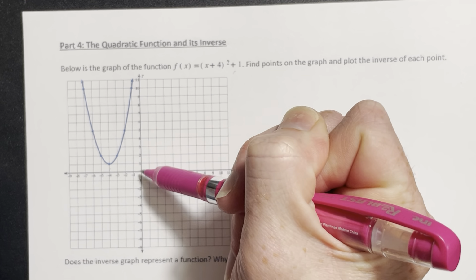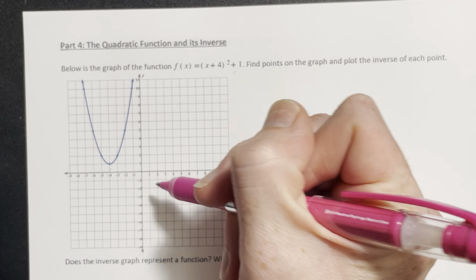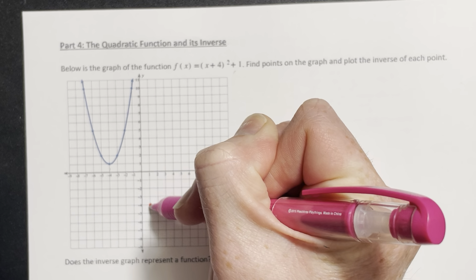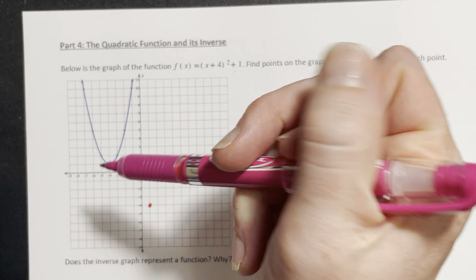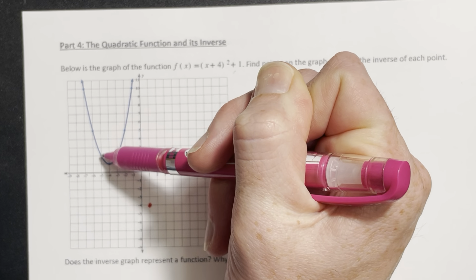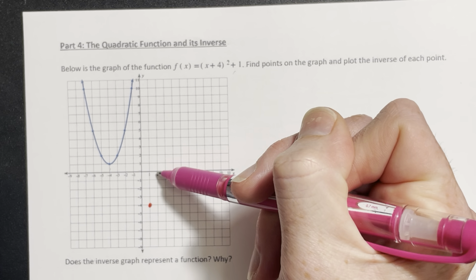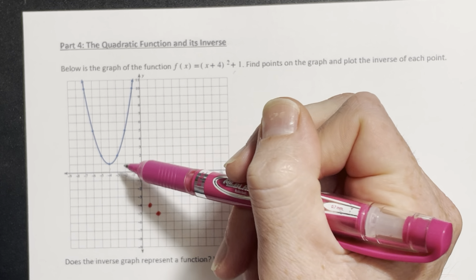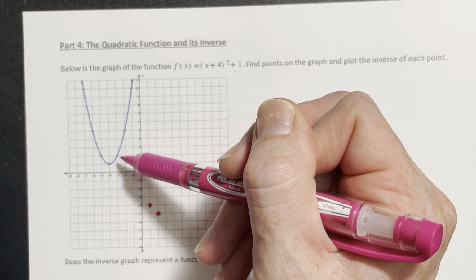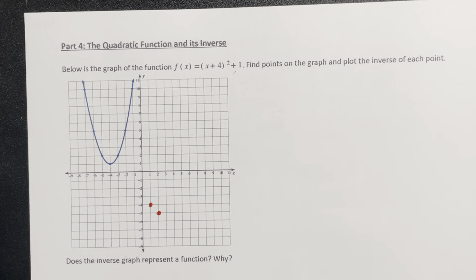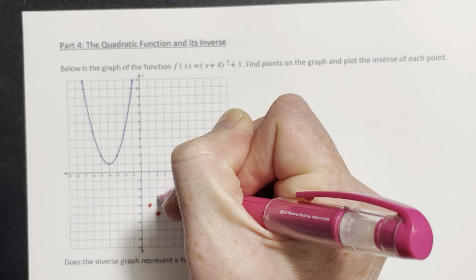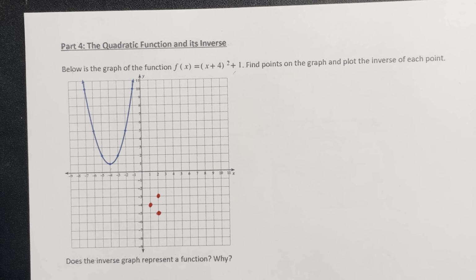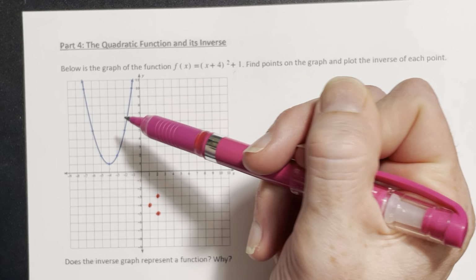There's the vertex here at (-4, 1), so its inverse would be (1, -4). There's another point over here at (-5, 2), so we would have a point at (2, -5). You'll notice there's another point at (-3, 2). So the inverse there would be (2, -3). And we keep graphing each of these inverse points.